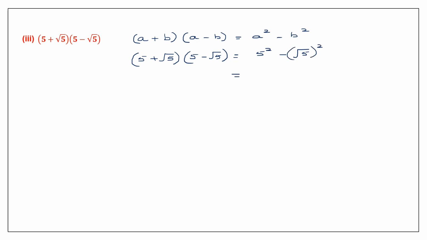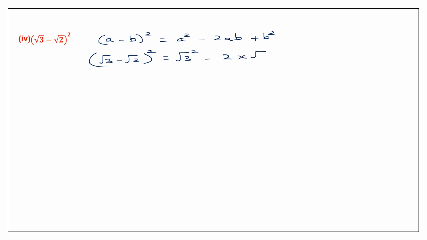So this is 5 square, 5 5s are 25, minus root 5 into root 5, which is simply 5. 25 minus 5 is 20 and 20, as we all know, is a rational number. So this expression is rational. So our answer is it is rational.